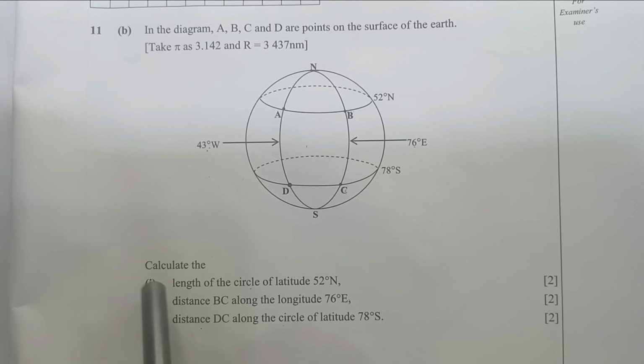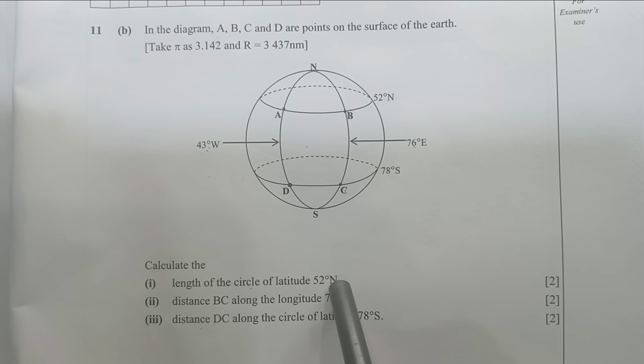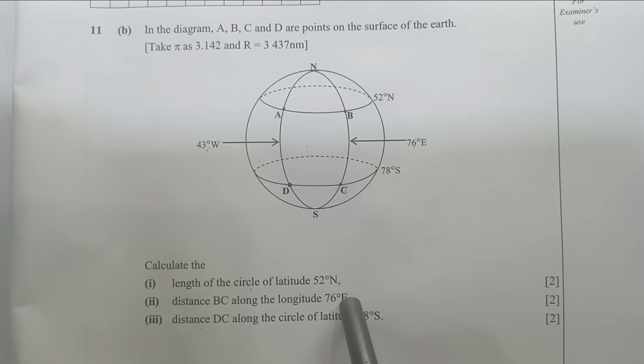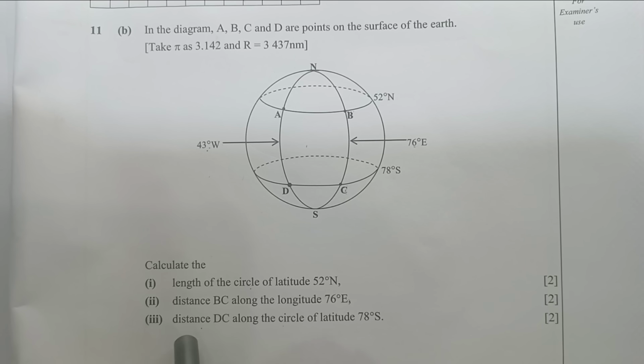The first part of the question says calculate the length of the circle of latitude 52 degrees north. Second part, calculate the distance BC along the longitude 76 degrees east. And part 3, calculate the distance DC along the circle of latitude 78 degrees south.